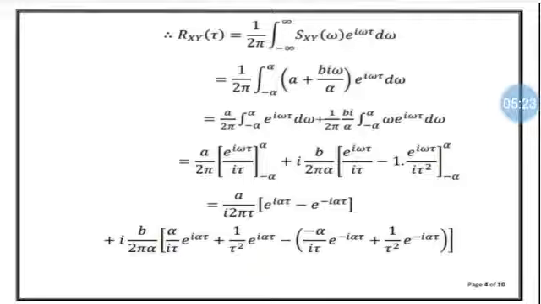Integrating omega into e power i omega tau, we get e power i omega tau divided by i tau. Here u value is omega and v value is the integral of e power i omega tau. We get e power i omega tau by i tau. Next, minus u dash into v1. Here, the derivative of omega is 1. So we get 1 into the integral of e power i omega tau by i tau, which is e power i omega tau by i tau the whole square, with limits minus a to a.